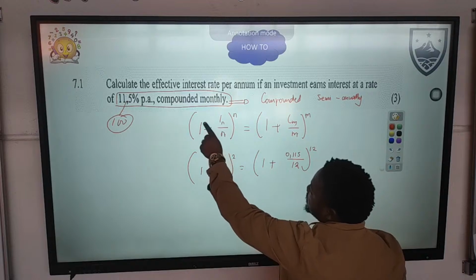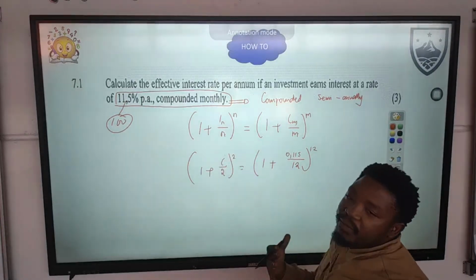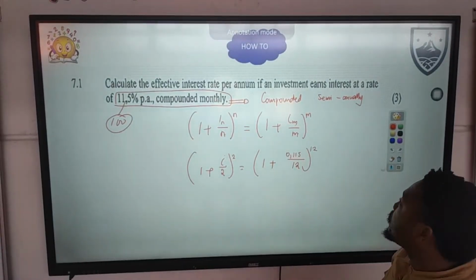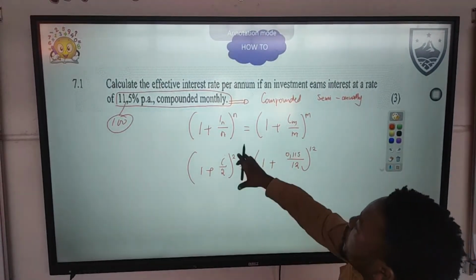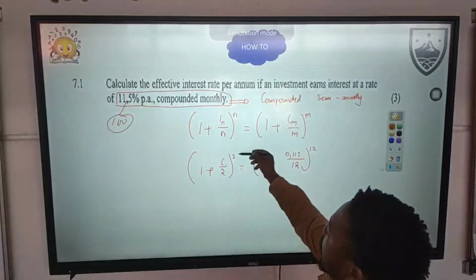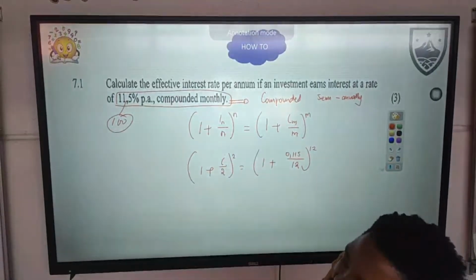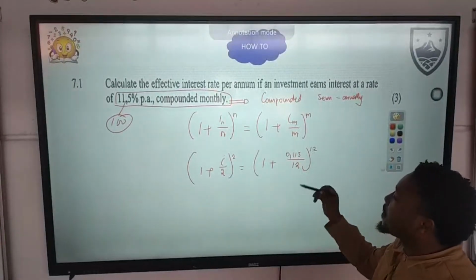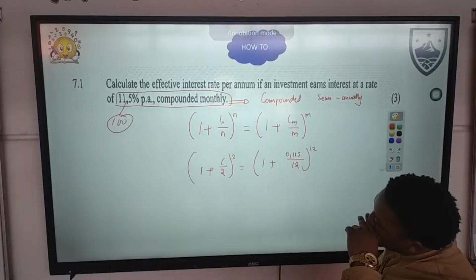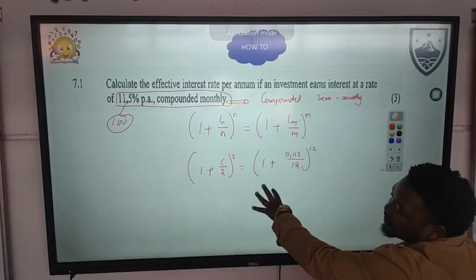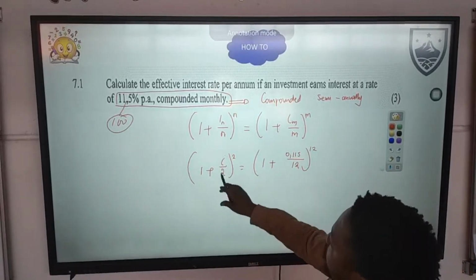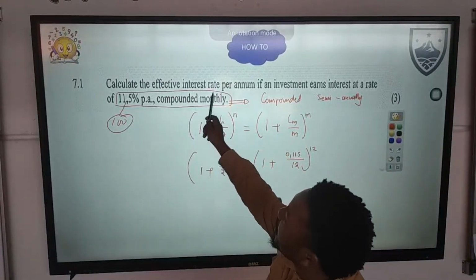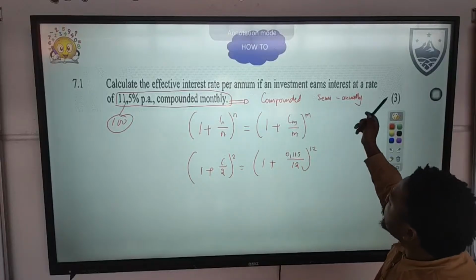So if it's semi-annually, you ask yourself how many semi-annuals are there. Remember, semi-annual is half a year. How many half years do we have in 1 year? It's 2. So always compare to 1 year. And in 1 year, how many semi-annuals are there? Then you multiply by 2. So in most instances, the number you get here and the number you get there will actually be equal, but not in these problems. So we are converting from 11.5% per annum compounded monthly to compounded semi-annually per annum.